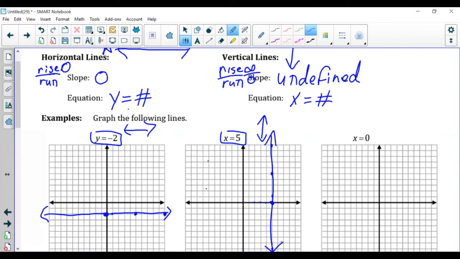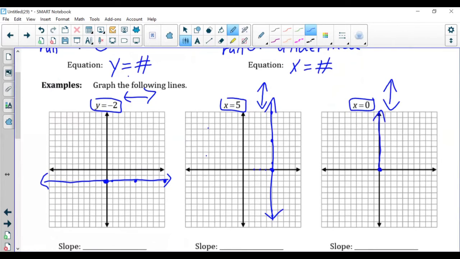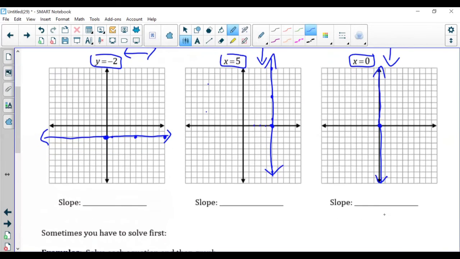All right, what if x equals 0? Is this vertical or horizontal? It's an x equals, so it's vertical. And where does x equal 0? Well, right here, right? So all the points where x equals 0 is actually the y-axis. All right, now that I've scrolled, let's talk about these slopes, right? So horizontal slope, my slope is 0. Vertical slope, my slope is undefined. Vertical slope, again, my slope is undefined.